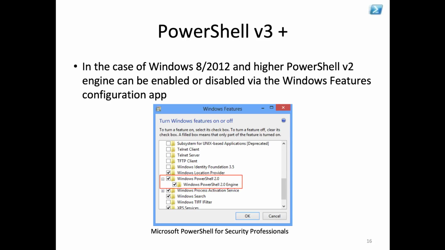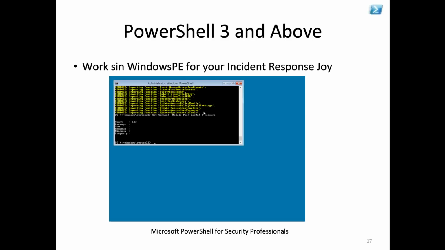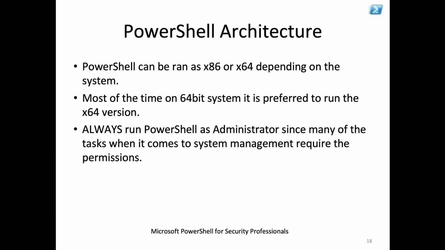So that means, are you actually looking for the PowerShell 2 engine being instantiated in your logs? No, I invite you to look at your logs and check the engine version, and you'll be surprised. Also, I can actually run PowerShell in Windows PE. So I can set up a bootable USB drive with Windows PE and use that for incident response and forensics. And I can actually run PowerShell inside of Windows PE, which is awesome in my mind. Also, when it comes to architecture, PowerShell can be run x86, x64, depending on the version of the operating system.